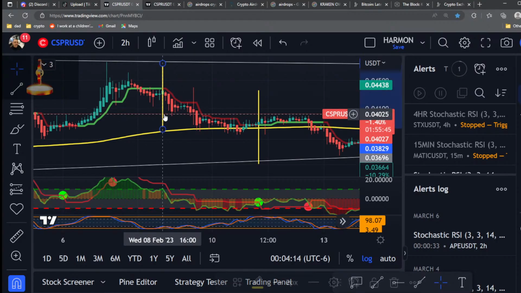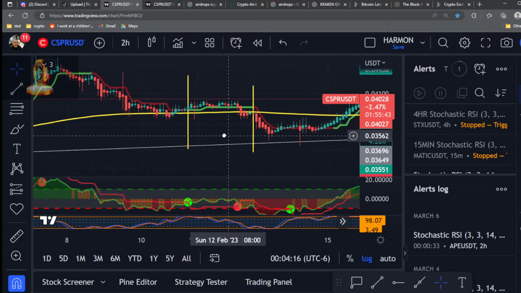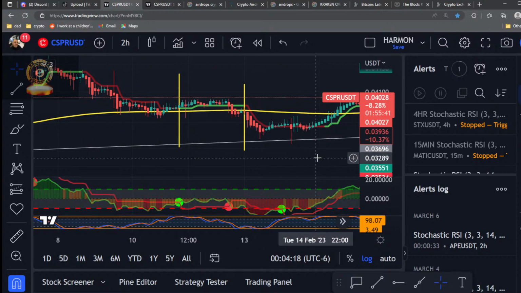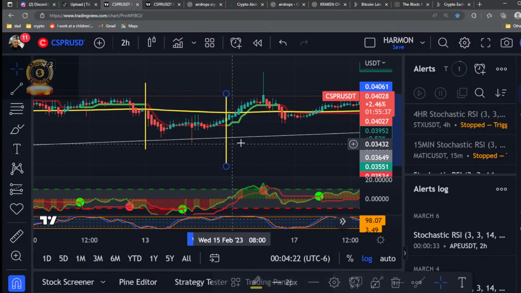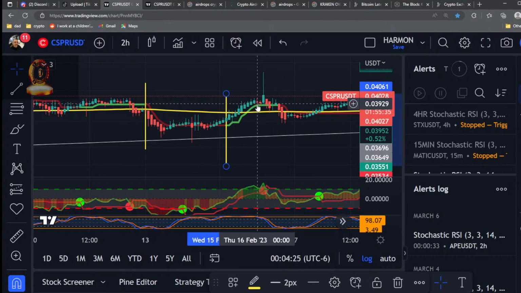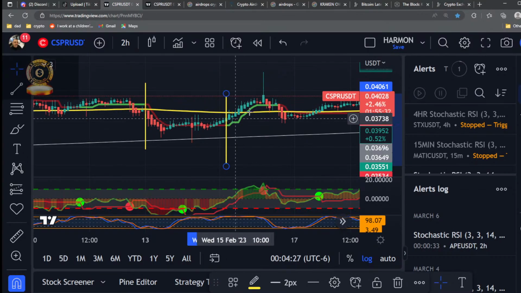All right, so let's go back here. There's a moment. There's this 2 hour. Look how good that short was. Definitely a great short. Let's move this over here. Obviously, you can see as soon as that turned right there, huge gains as always, right?